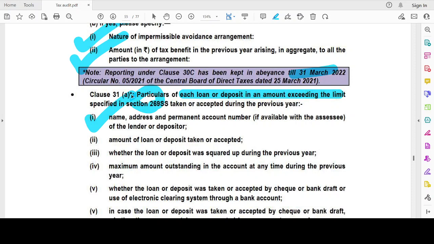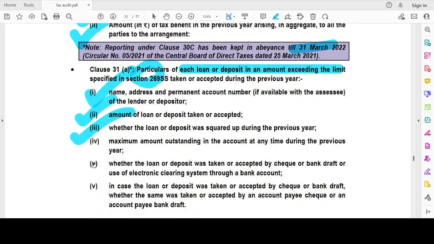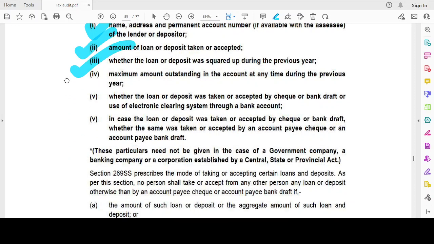I have to give the name, address, and PAN number, and then the amount of loan or deposit, whether it has expired, whether it has closed during the year itself, and the maximum amount outstanding at any point of time during the previous year. Also whether it has been accepted by the prescribed modes, that is cheque, bank draft, or ECS. In the case of a loan or deposit taken or accepted by cheque or bank draft, the same has to be taken by account payee cheque or account payee bank draft.